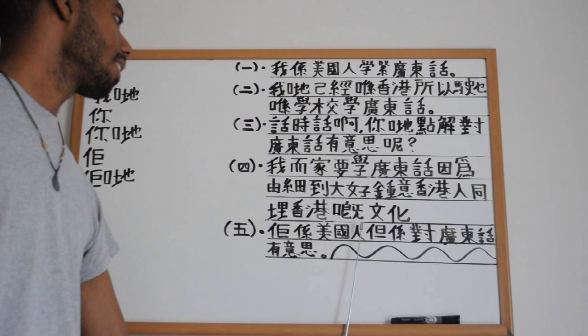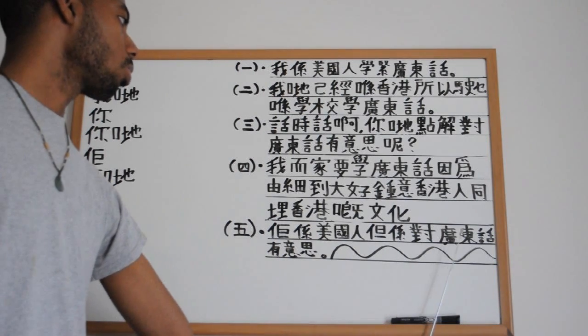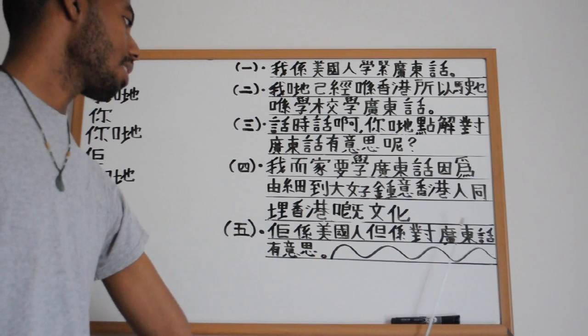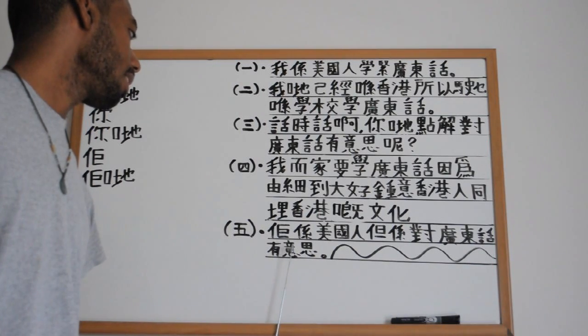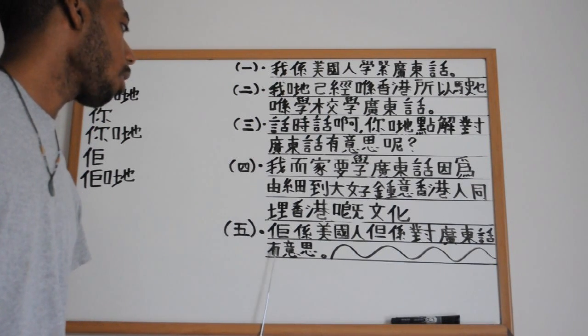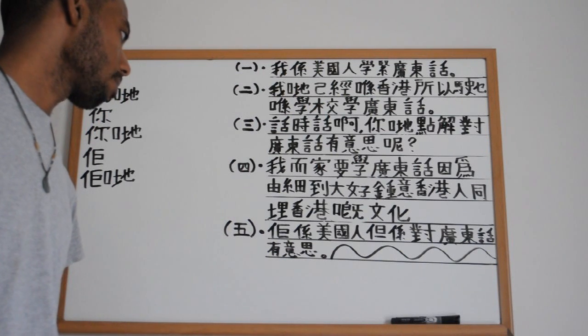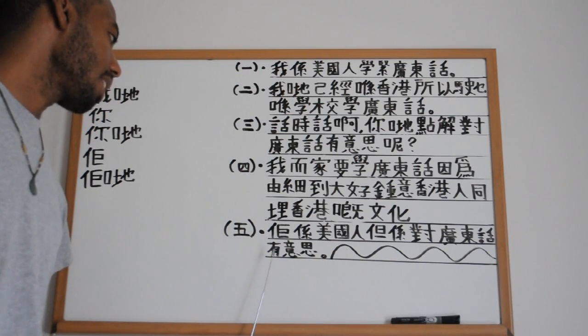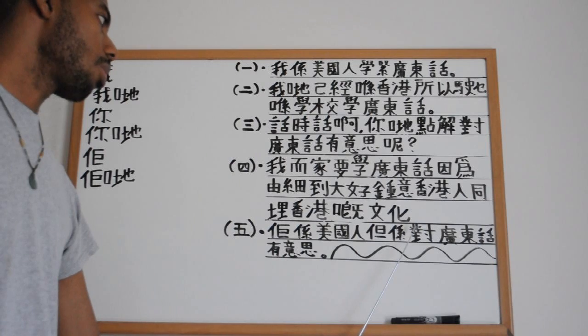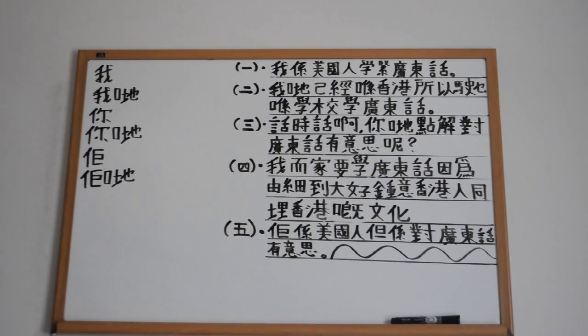但係 is but 對廣東話 to Cantonese 有意思. Yao is to have, EC is interest. Yao EC, have an interest in Cantonese. So again, when you say Yao EC without the doi right here, it means something is interesting.